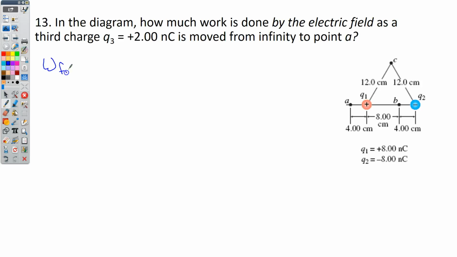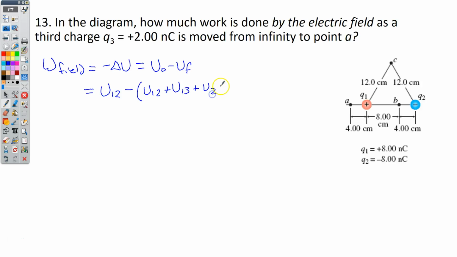The work done by that electric field is going to be equal to negative times the change in the energy. And so we really just want to know what is my original energy, and we're going to subtract my final energy from that. And so in order to look at that, we need to look at the energy between number 1 and 2. And we're going to subtract from that then the energy of 1 and 2 plus the energy between 1 and 3 and the energy between 2 and 3.